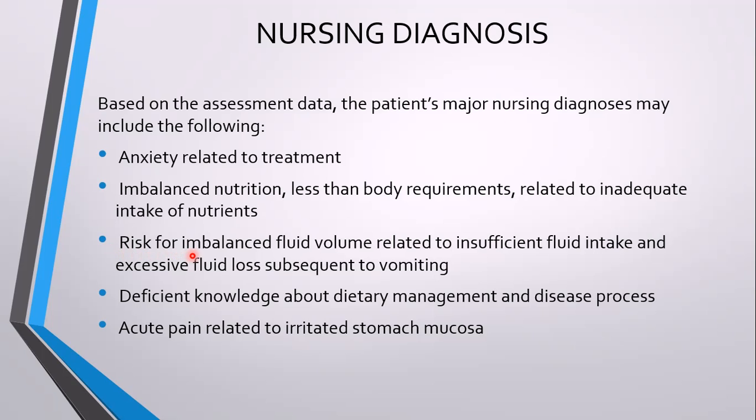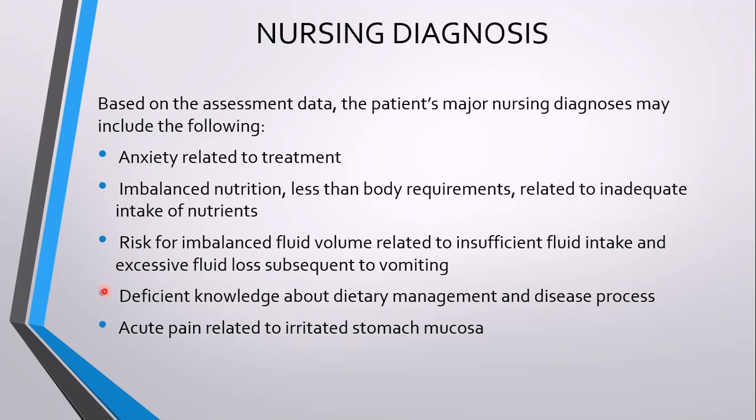If your patient is facing vomiting and such problems, then you can write it directly. But I put risk for imbalanced fluid volume because the person may not look very dull, but he's going to become very sick if he keeps on vomiting. So that is a risk, and this is how we write it. It's a NANDA diagnosis. I forgot to mention that.